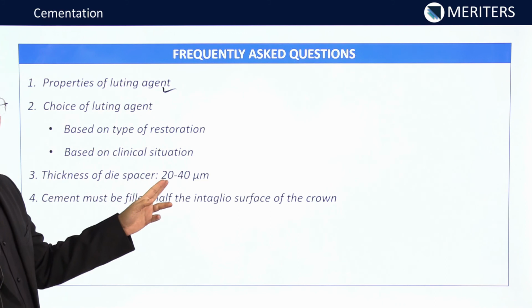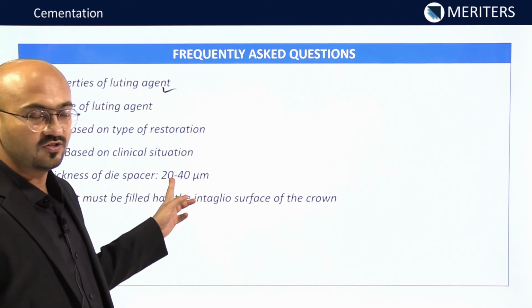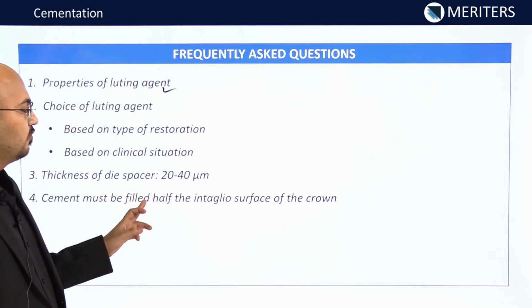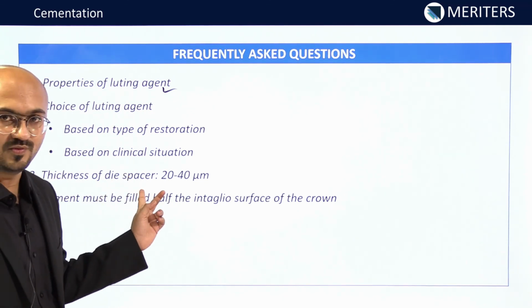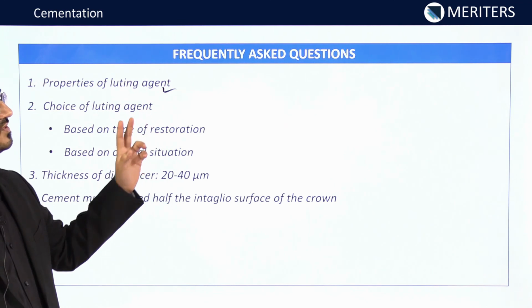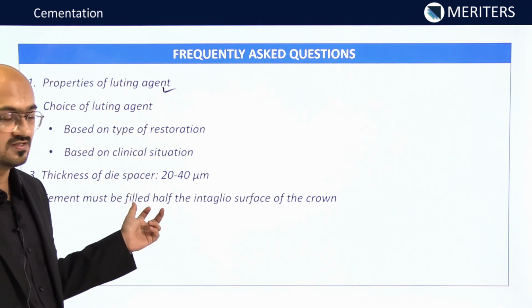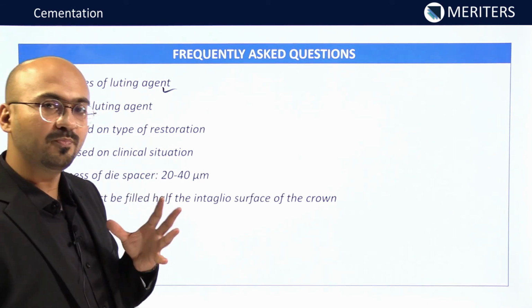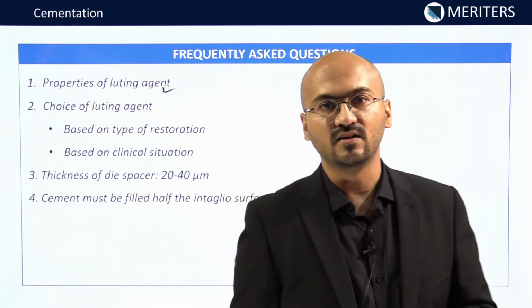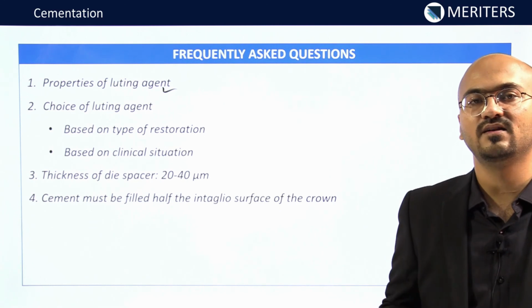Then thickness of die spacer has to be in the range of 20 to 40 microns, and cement must be filled only half the intaglio surface of the crown. These questions have already come in exams before, so that is why I have purposely included them in the frequently asked questions. So please remember that 20 to 40 microns is the amount of preferred die spacer for any cement, because the film thickness is going to be in that range.